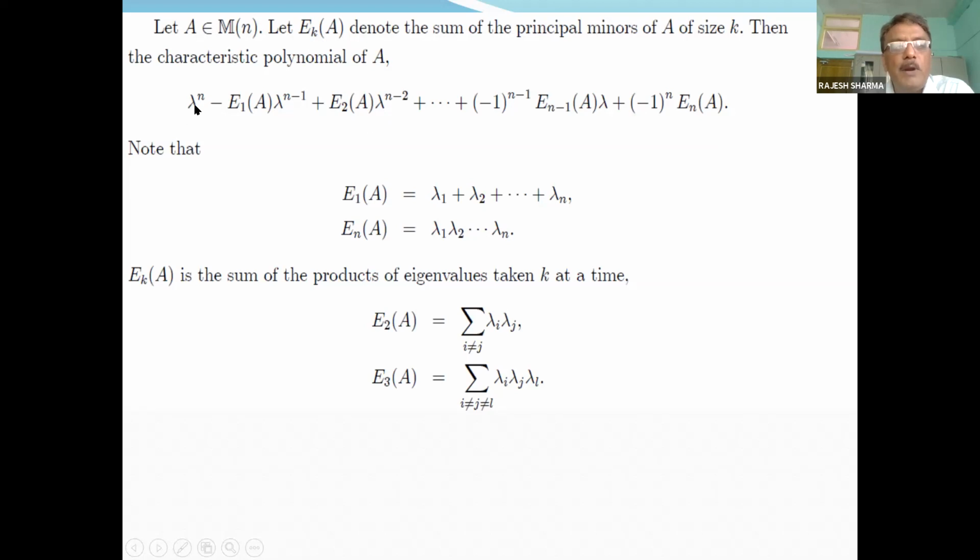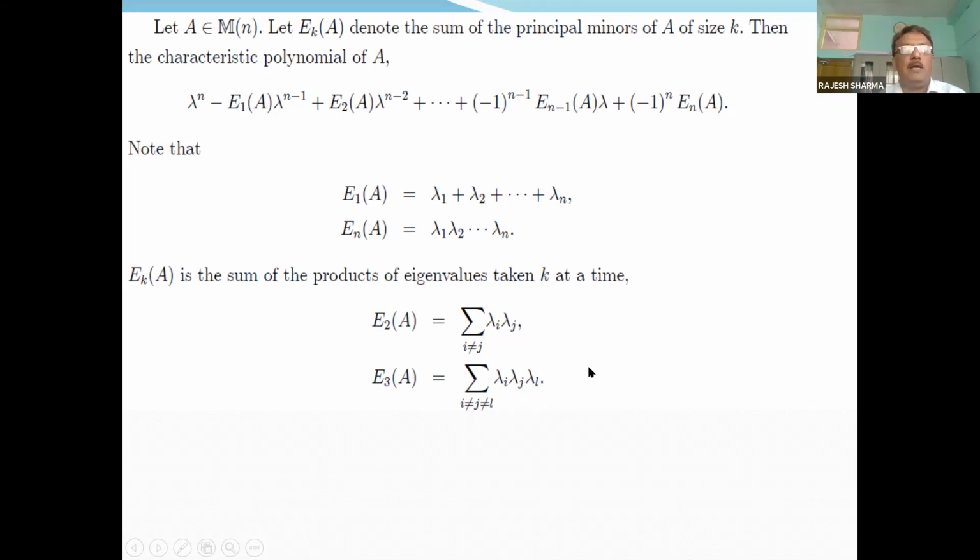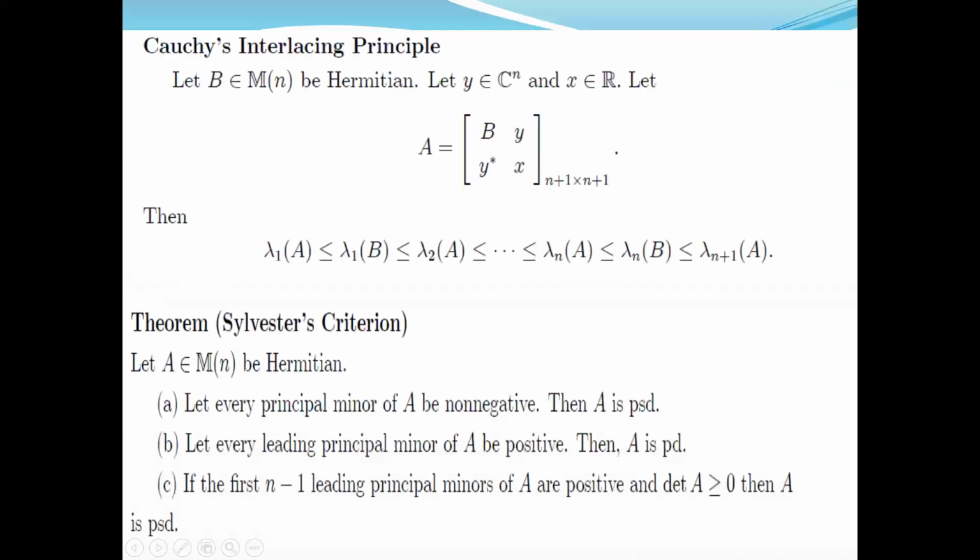be written in this form: lambda raised to the power n minus E1(A) lambda raised to the power n minus 1 plus E2(A) lambda raised to the power n minus 2 plus so on up to minus 1 raised to the power n En(A). E1(A) we have defined, this is also the sum of eigenvalues. En(A) is the product of eigenvalues. E2(A) is the sum of the products of eigenvalues taken two at a time. E3 is the sum of the products of eigenvalues taken 3 at a time.